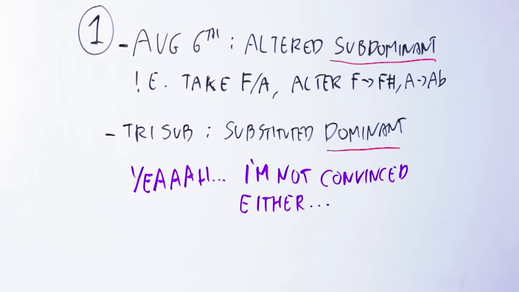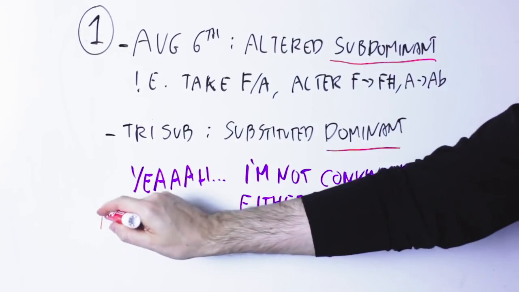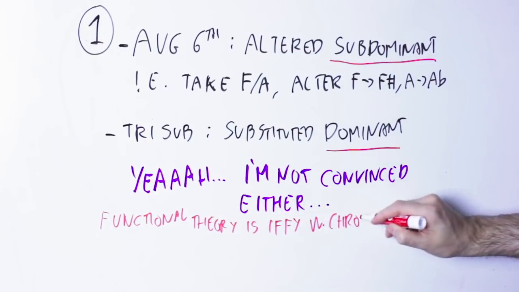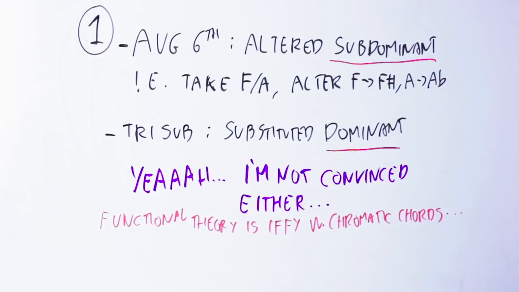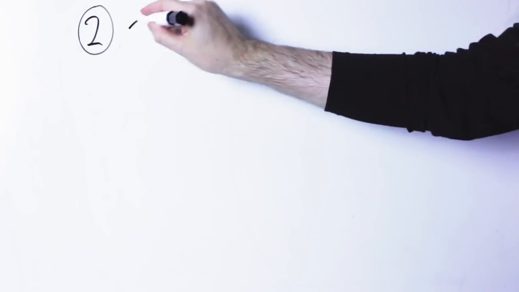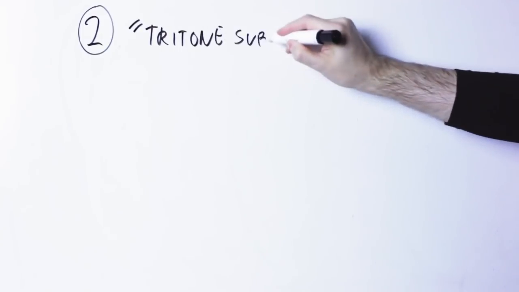The idea that in tonal music, every chord we play has a function, and in this case, when we start using augmented sixth chords and tritone substitution, functional theory seems to break down. It works great when we use diatonic chords and a few of the chromatic chords, but in this specific case, it simply breaks down.